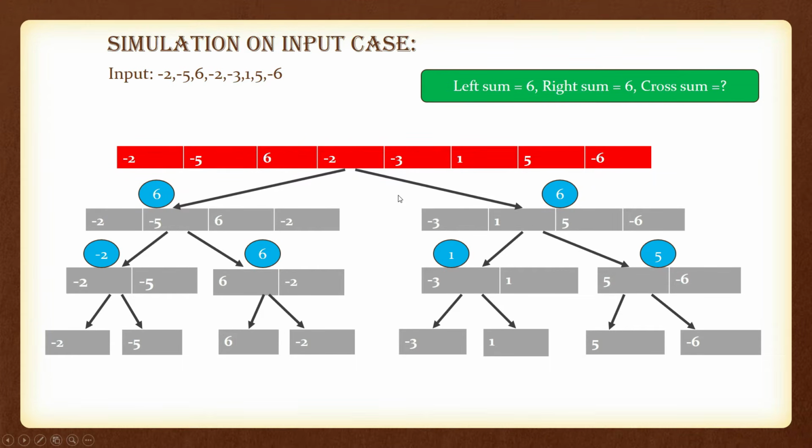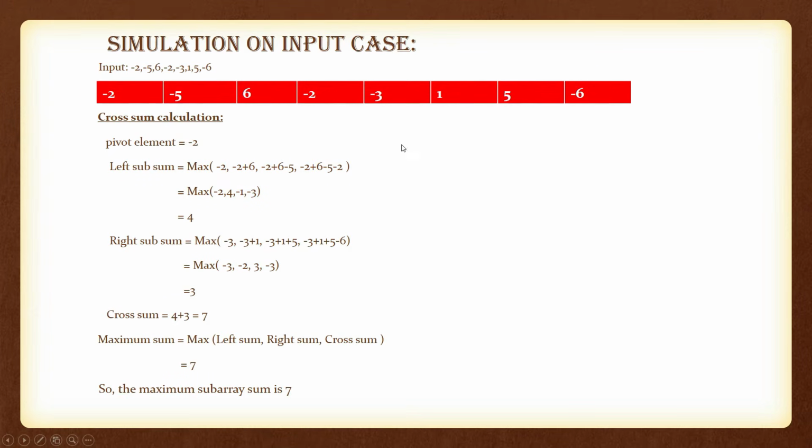We have to find out the cross sum. Starting from pivot -2, if we move left, calculating the sum at each index, we'll get -2, -2 plus 6, -2 plus 6 minus 5, -2 plus 6 minus 5 minus 2. If we calculate further, we'll get 4. We'll take 4 as the left subsum. Similarly, we'll get 3 as the right subsum. For the cross sum, we add the left subsum and right subsum, which is 4 plus 3 equal to 7.